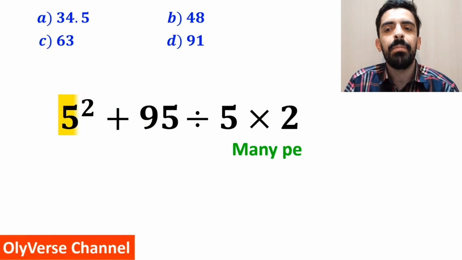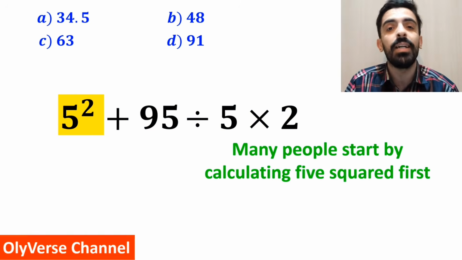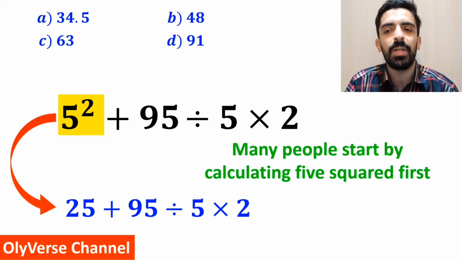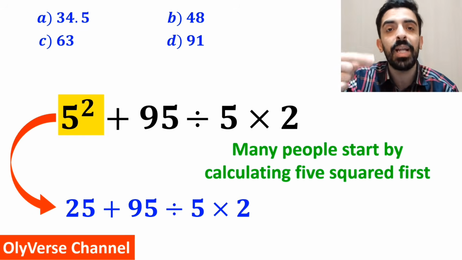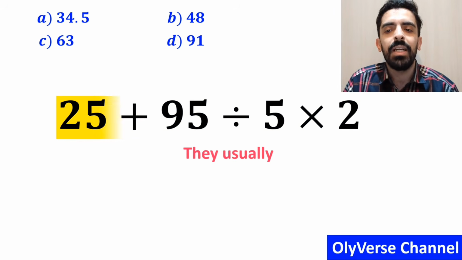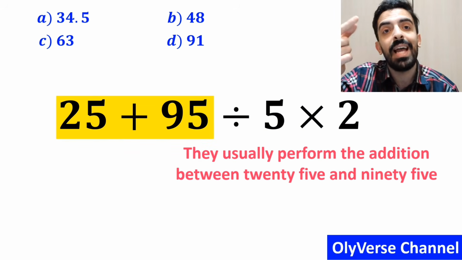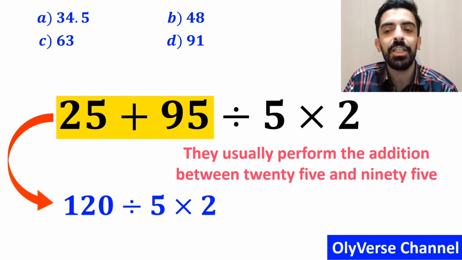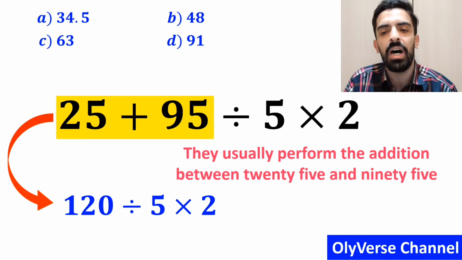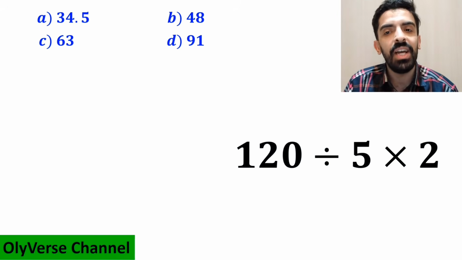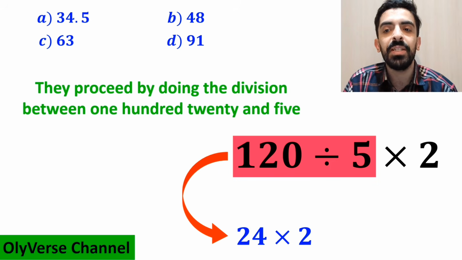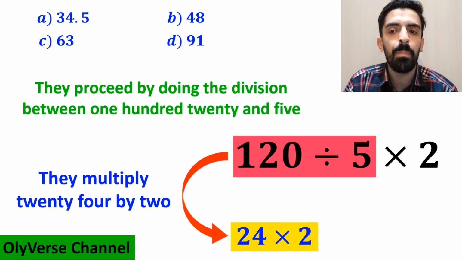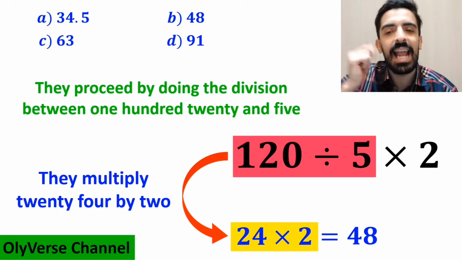To solve this question, many people start by calculating 5 squared first, and instead of the original expression, they rewrite it as 25 plus 95 divided by 5 multiplied by 2. In the next step, they usually perform the addition between 25 and 95 and simplify this expression to 120 divided by 5 multiplied by 2. Then, they proceed by doing the division between 120 and 5, which gives them 24 multiplied by 2. And finally, they multiply 24 by 2, which ends up with the answer 48.